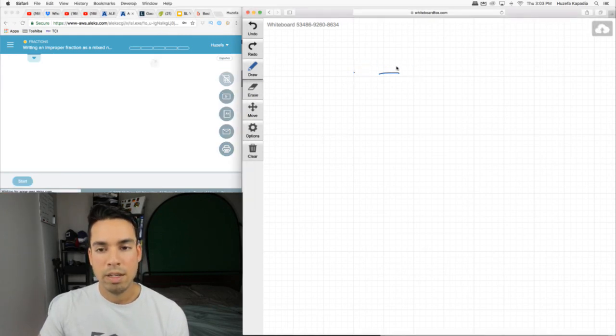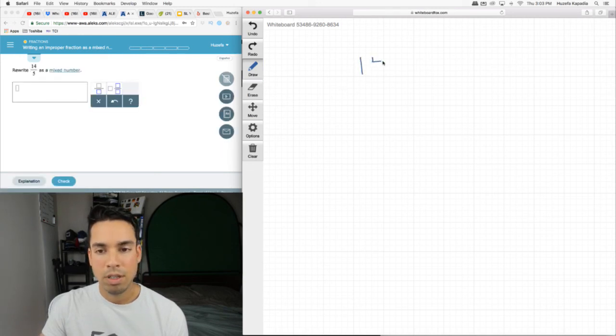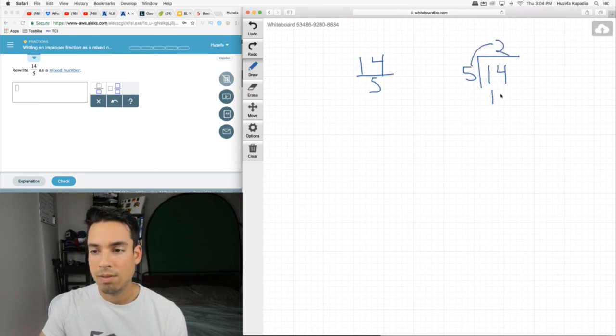All right, writing an improper fraction as a mixed number. 14 over 5. So how do we do this? The way we do this is we think about how many times does 5 go into 14. After all, this is just a division problem. It's the same as doing this. So how many times does 5 go into 14? It goes in 2 times. 2 times 5 is 10. And then we have a remainder of 4.